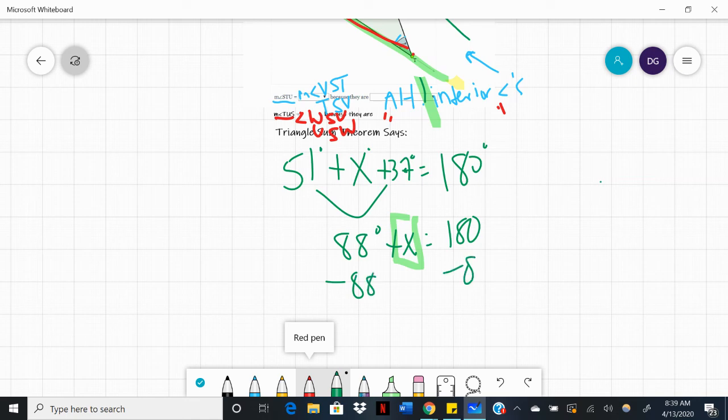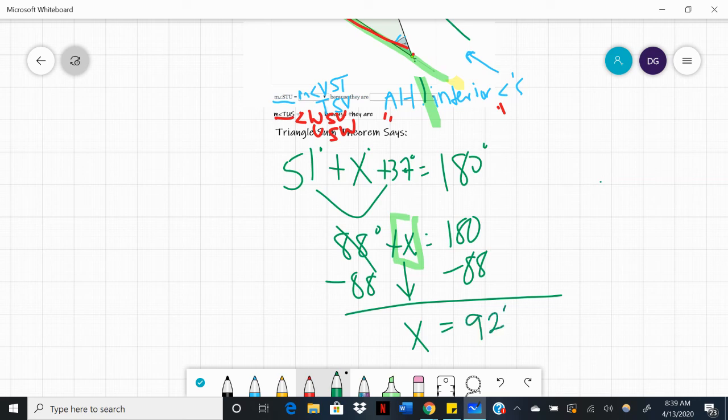To do that, we've got to subtract it. Whatever I do to one side, I've got to do to both, right? 88 minus 88 cancels out. x, there's nothing underneath it, falls down to the next level. 180 minus 88 is going to be, what is that? 92 degrees. So we know that x is going to be equal to 92 degrees.